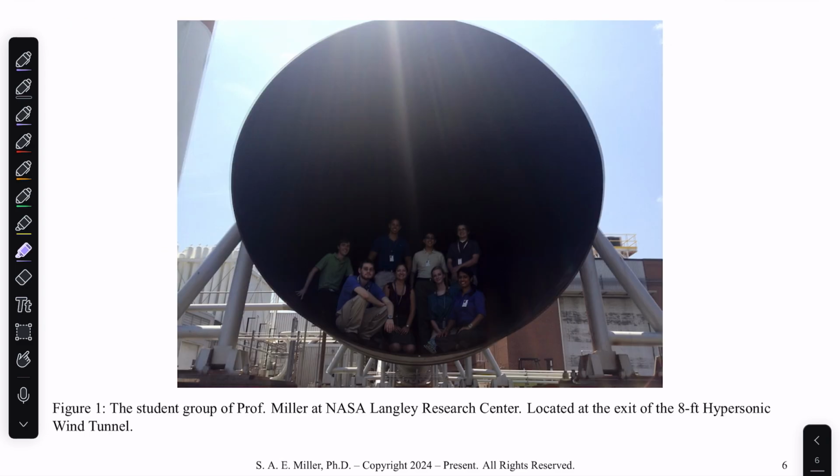Just for fun, I wanted to include a picture of my research group when I left NASA in 2016. This was located at the exit of the hypersonic wind tunnel, and I brought my then students and collaborators to the tunnel, and I took their picture from the ground, and they're sitting in the exhaust ductwork, if you will, of the NASA 8-foot hypersonic tunnel.